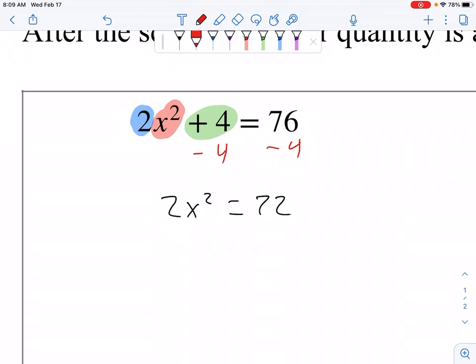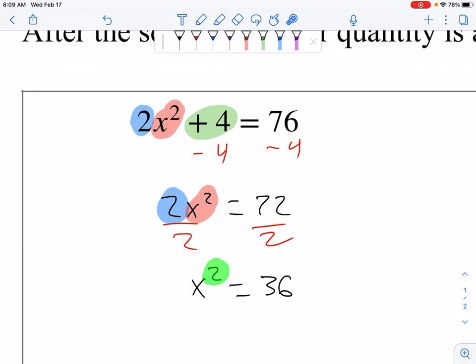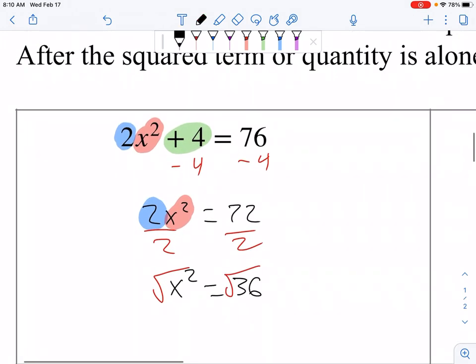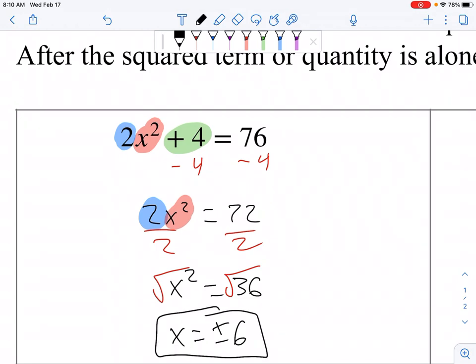And then I can divide to get rid of this blue 2 that we had, right? So I'm going to divide 2 to both sides. And that's going to leave me with x squared equals 36. And now I'm allowed to take care of this squared by taking the square root because it's by itself. And so now we find that x is equal to positive or negative 6. It's the square root of 36.